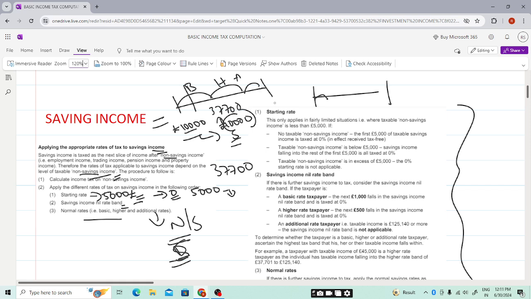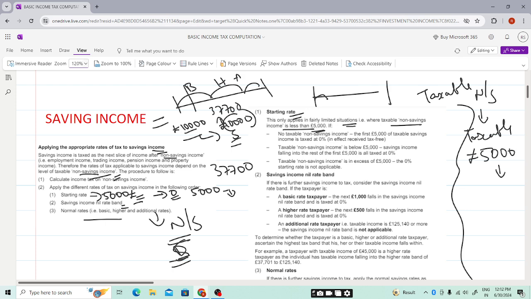So we'll see the approach. The starting rate only applies in a fairly limited situation. This is a special rule where taxable non-savings income is less than 5,000. As I told, the savings income must fall within the first 5,000 pounds of the taxable income. For this case, the non-savings taxable income must be lower than 5,000.